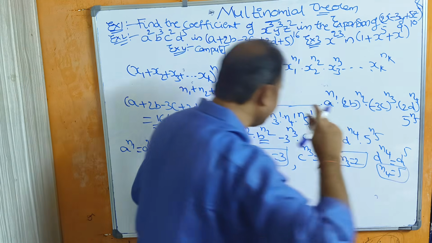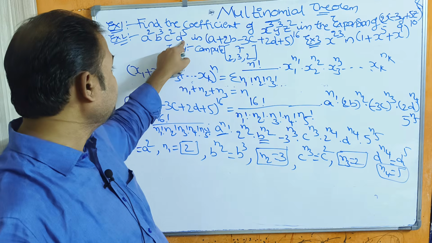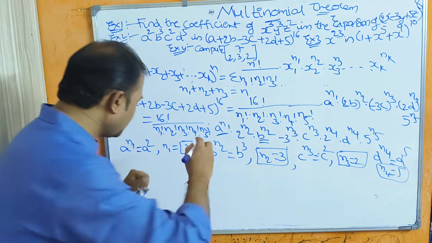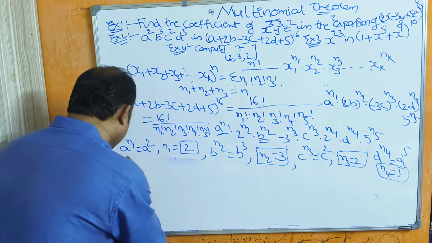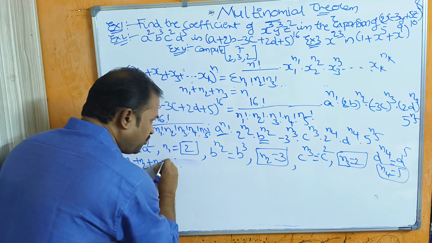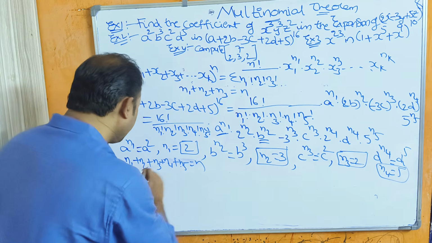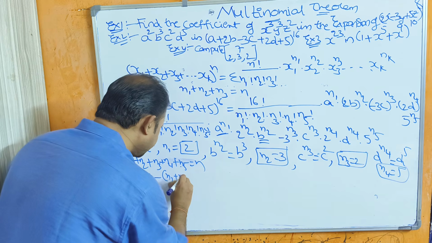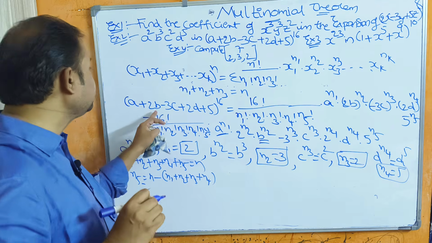So now we have n1, n2, n3, n4. But we need to find out n5 also. But here that e value is not given in the problem. But we know the formula. What is the formula? Let us write from the left portion: n1 plus n2 plus n3 plus n4 plus n5 equal to n. So now we can write n5 equal to n minus (n1 plus n2 plus n3 plus n4). So what is the n value? The n value is given in the problem.